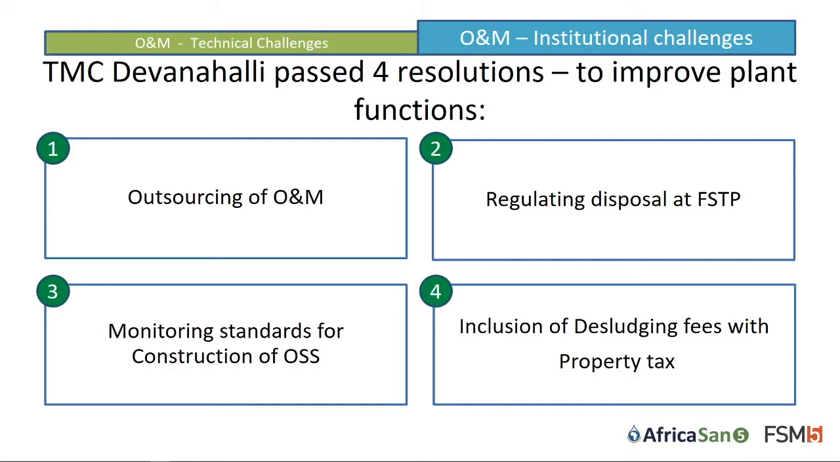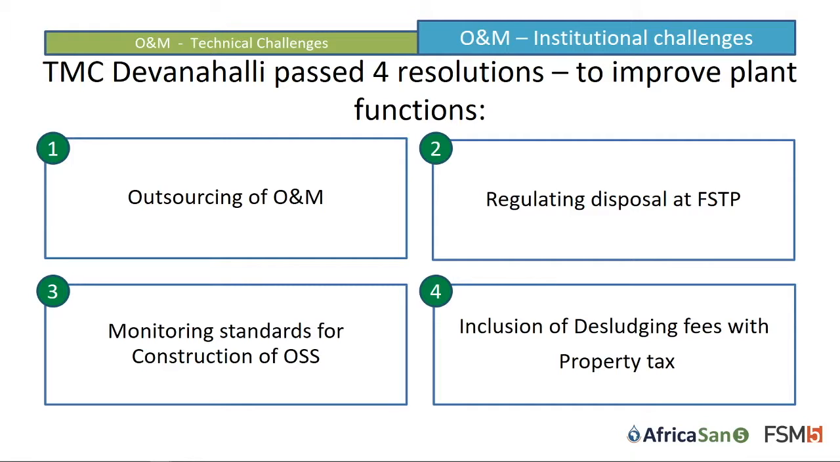In order to solve all these issues, the TMC municipality went ahead with putting 4 resolutions in place. One is outsourcing the O&M to a third party, which can handle truck operations, plant operations, and marketing of the byproducts. The second is regulating disposal at the STP, making sure that private operators are licensed, and only licensed operators can dispose at the plant. Then monitoring standards for construction of OSS. As I said, most of them are pits and septic tanks. There was no control over the sizing of the containments and how they build them. So the third resolution was put in place to make sure they are built properly as per the design standards.